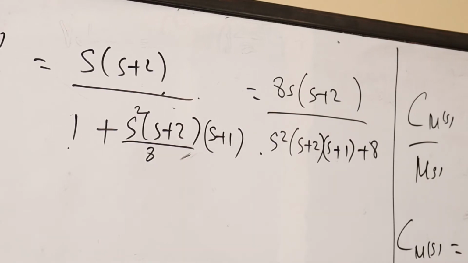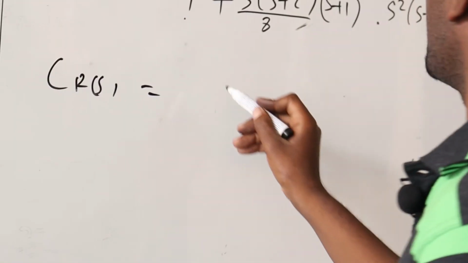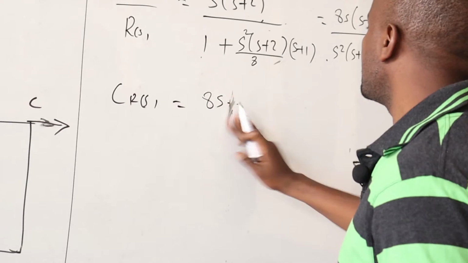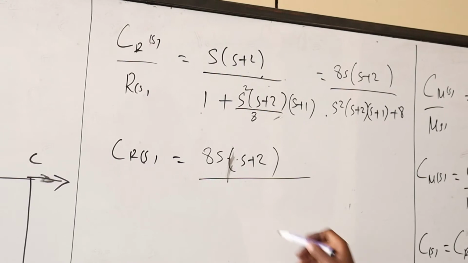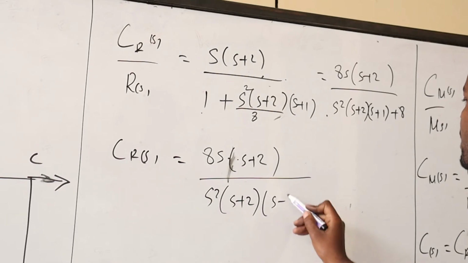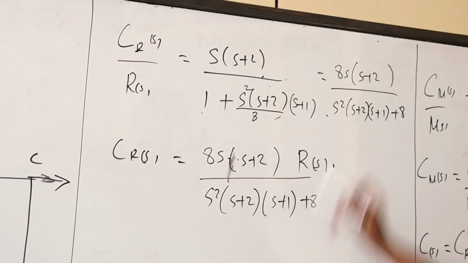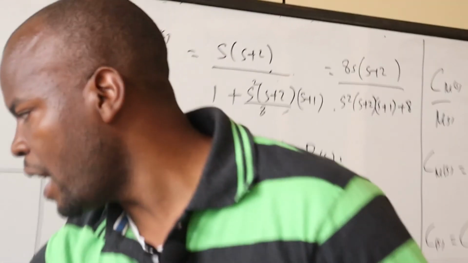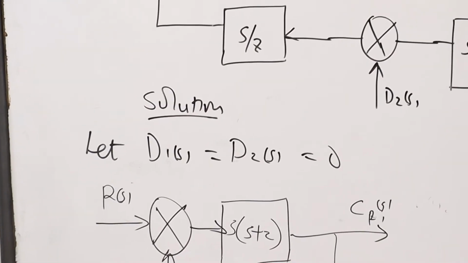And of course, for us to get the output for that, our C R of S is now going to be 8S plus 8S into S plus 2 all over S squared into S plus 2, S plus 1 plus 8, and of course we multiply by R of S. So that is the overall output when we consider D1 of S and D2 of S to be 0. So you are through with the first output.